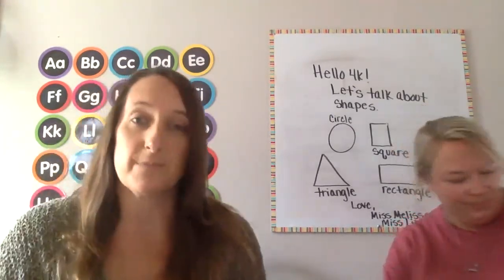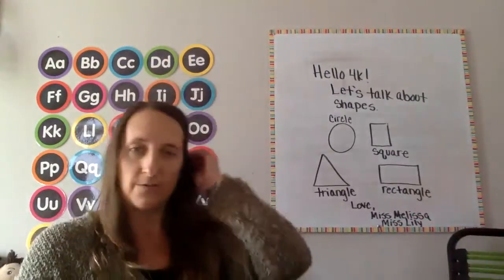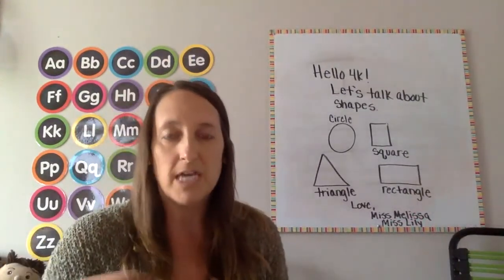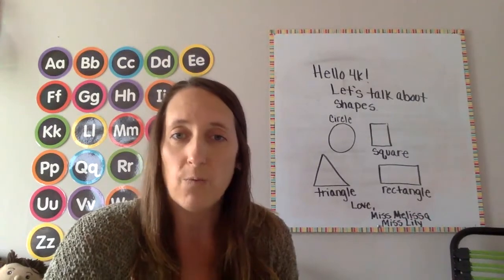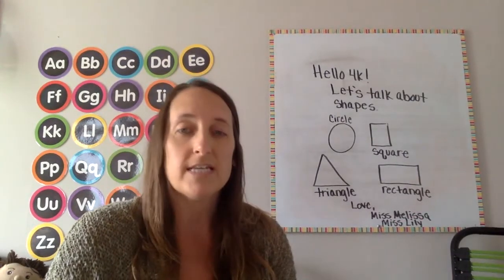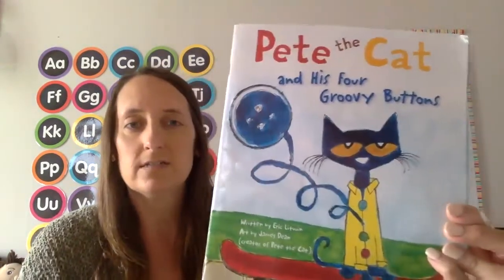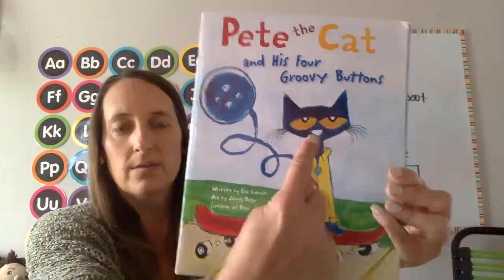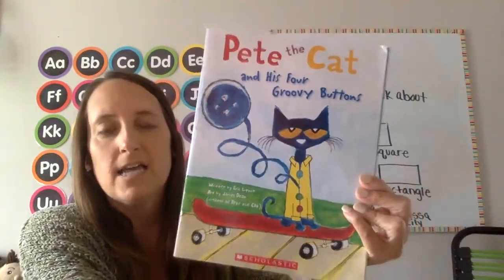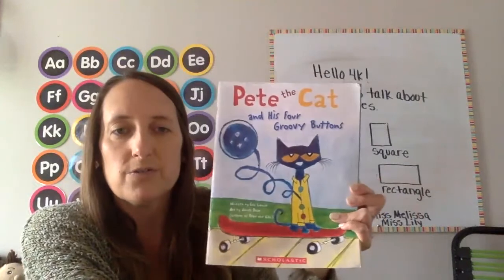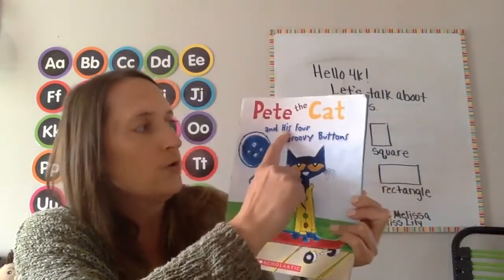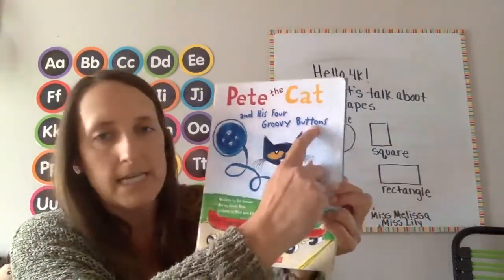So the story I'm going to read today is another one of my favorites, and it's about a character that we already read about once before. And his name is, who is that? Do you remember? Pete the Cat. And this time we're going to read a story about Pete's 4 groovy buttons.